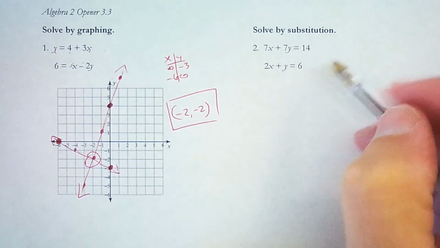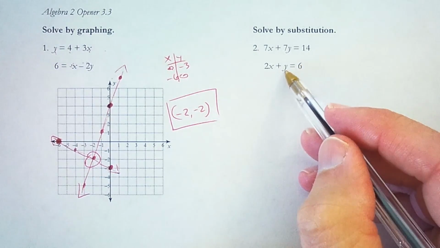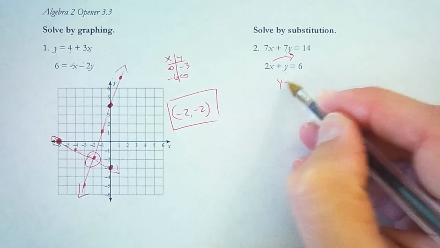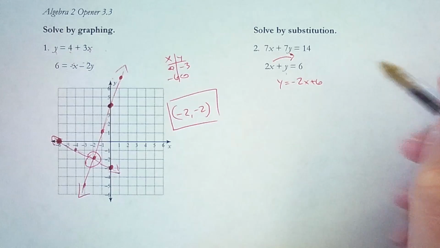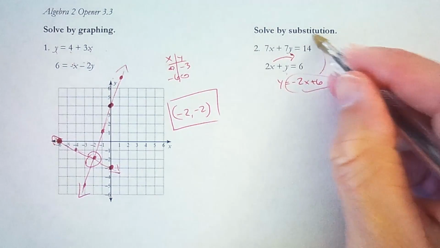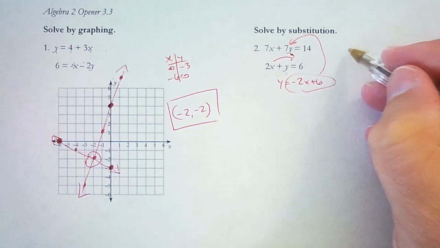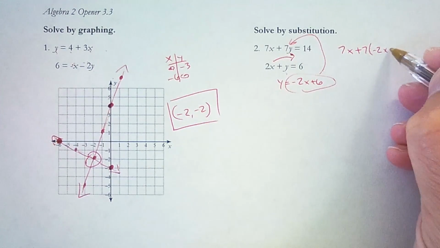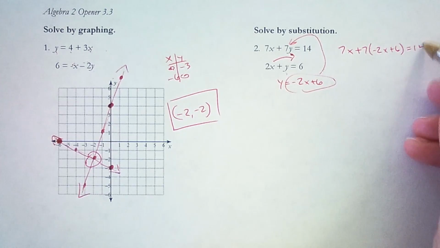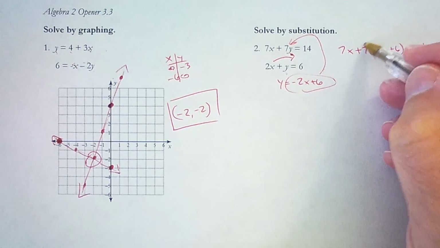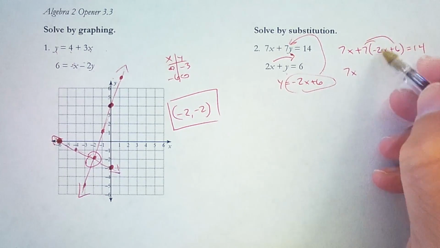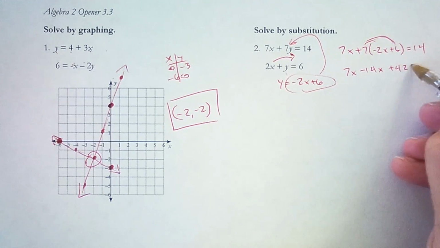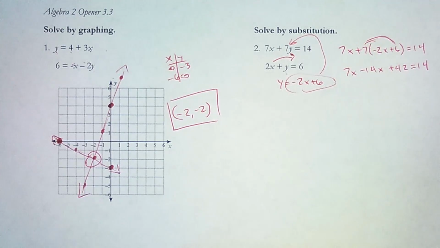For number 2, solve by substitution, the easiest variable to get alone is this y right here. So I'm going to move this 2x over and get y equals -2x plus 6. And I will substitute that right there for y. So I've got 7x plus 7y, and the y becomes -2x plus 6 equals 14. And I can distribute and get 7x minus 14x plus 42 equals 14.